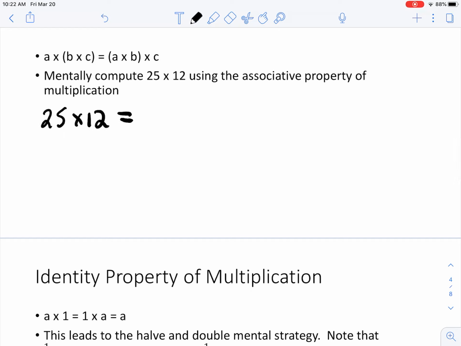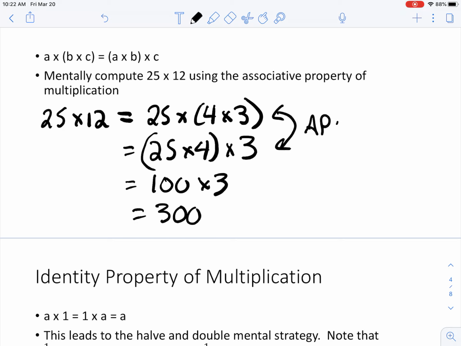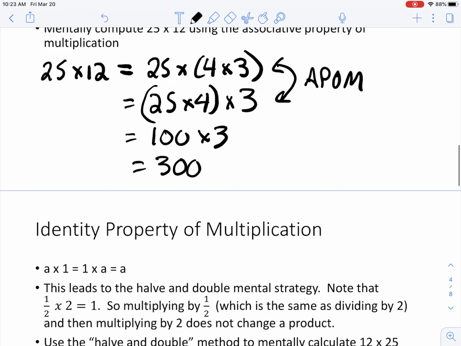To justify this, we might say 25 times 12 equals 25 times 4 times 3, these are the same, and then I'm going to associate the 4 with the 25 rather than the 3 to get 300, and this would be our associative property of multiplication.